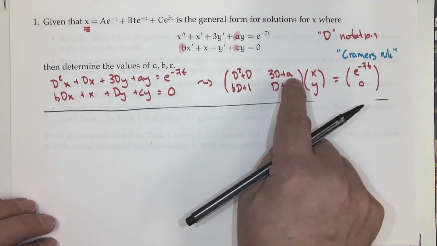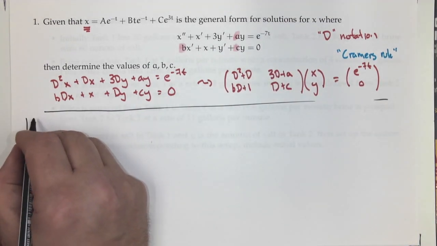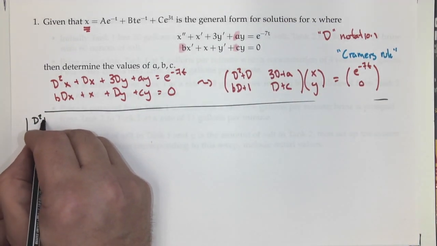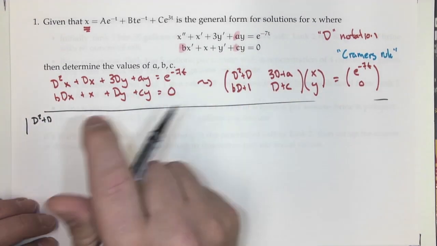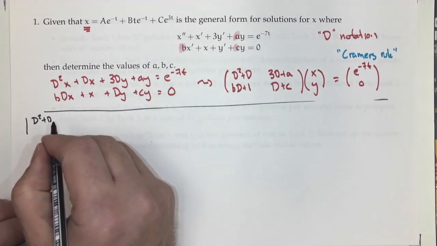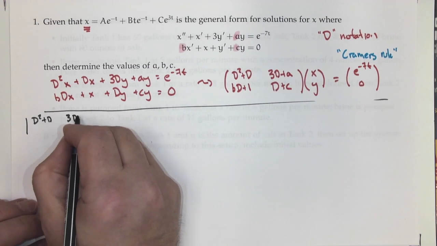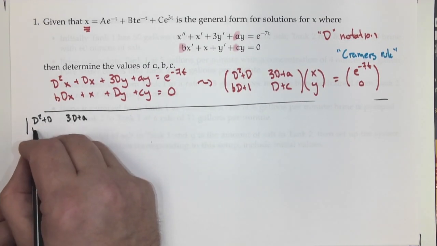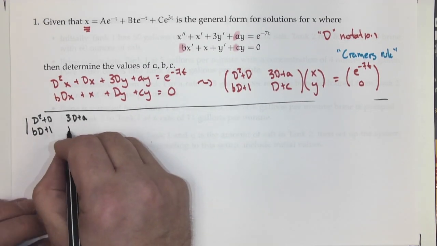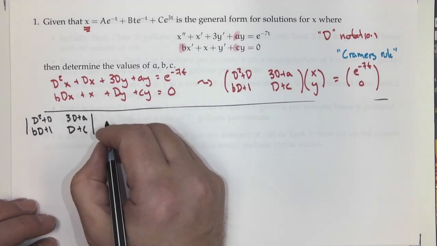So what we do is we're going to take the determinant of this weird matrix, and I say it's weird just because this D is kind of a weird thing when you think about it. It means do something. It's an operator. So I'm just copying it down.